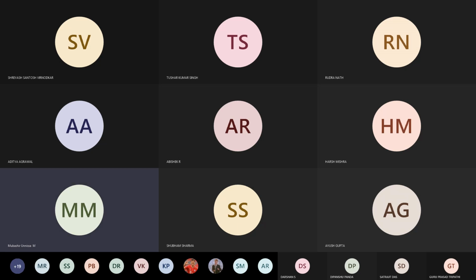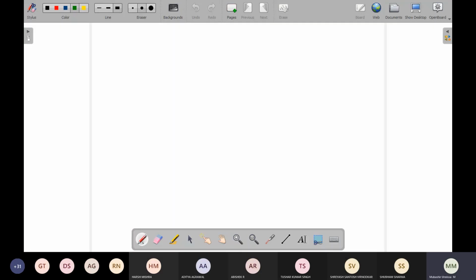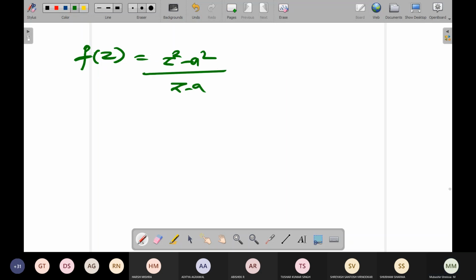You can just take down. Same questioning, whatever I gave you yesterday. Find the singularity and define which type of singularity it is. So take down f of z is equal to z square minus a square divided by z minus a.